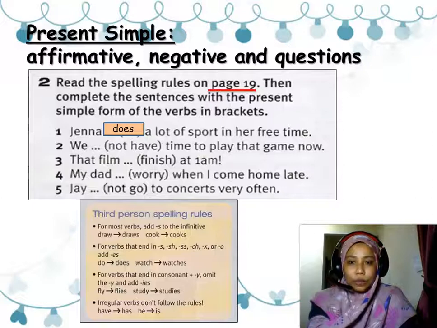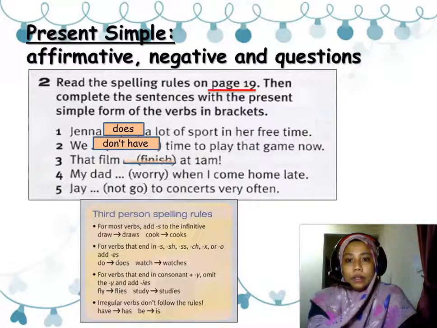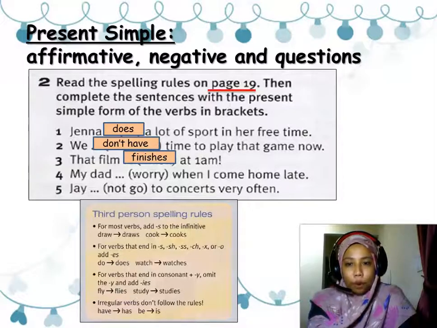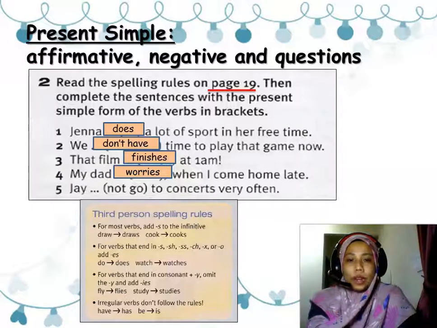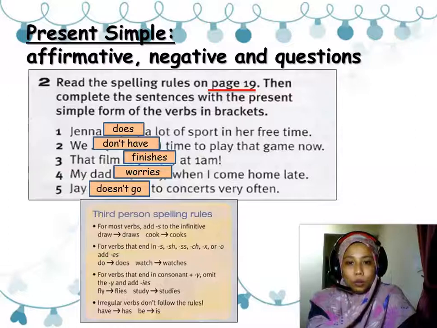2. We don't have time to play that game now. 3. That film, as indicated, is a singular film, finishes at 1 a.m. Number 4. My dad worries when I come home late. Number 5. Jay does not go to concerts very often.